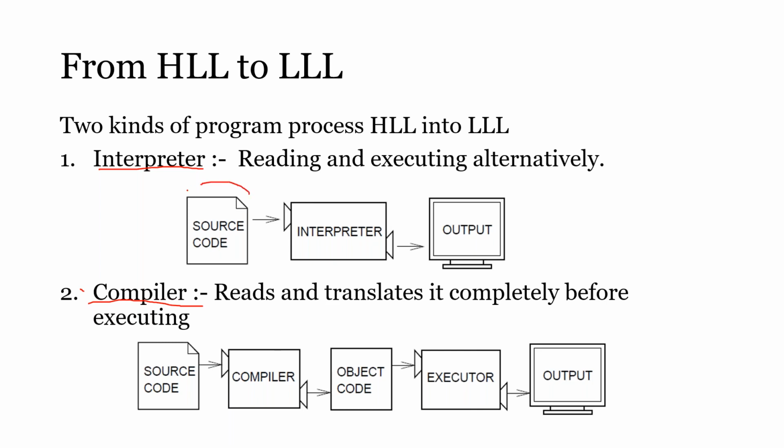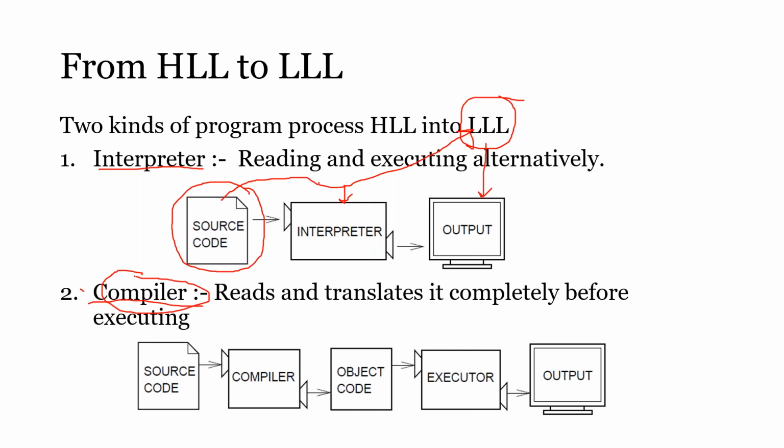You have written code in high level language; that is called source code. Now your source code will get converted into low level language by this interpreter, and then this low level code will be executed, and then you get your output. This is the complete procedure. Now the second procedure is by compiler.